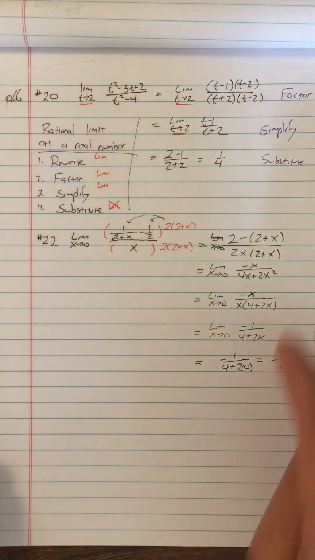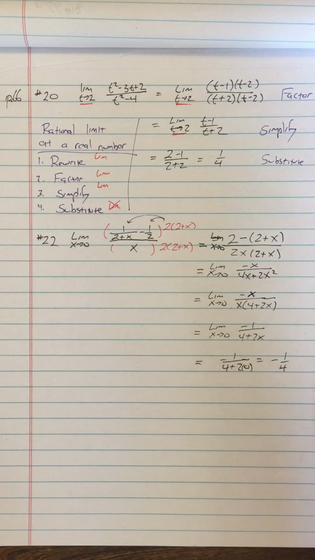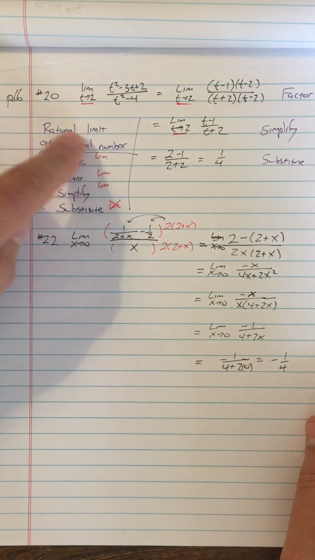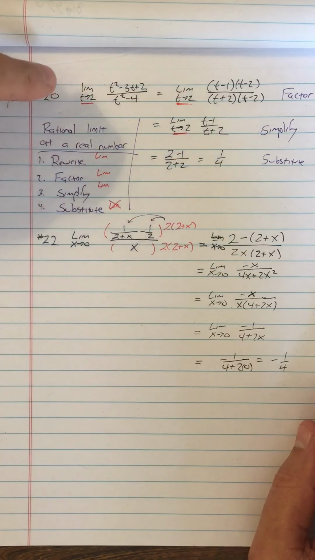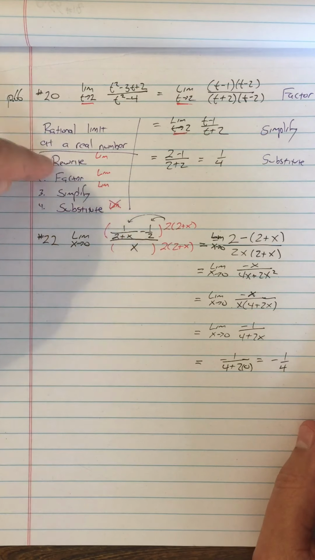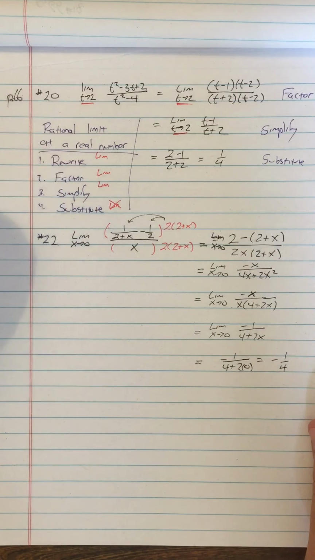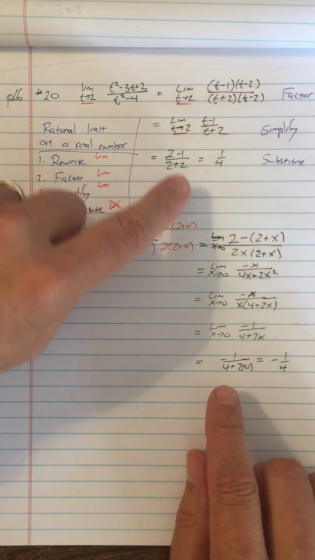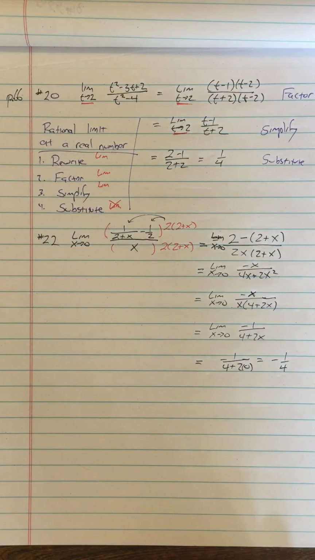All right. So basically, you've now seen 3 examples of evaluating a rational limit at a real number. Rational, real number. You rewrite, factor, simplify, substitute, remembering that sometimes you don't have to rewrite. We didn't have to rewrite this one. And remembering that substitute is the step where you drop the limit. Next, we will look at some limits involving sign.